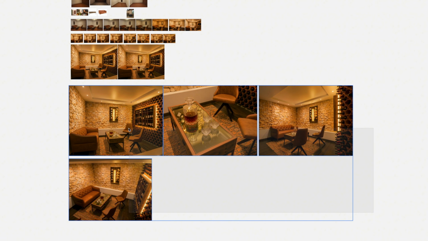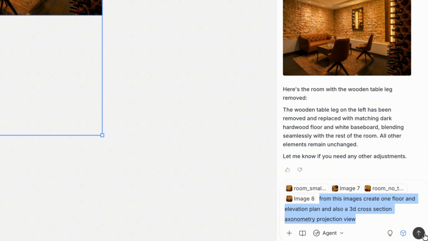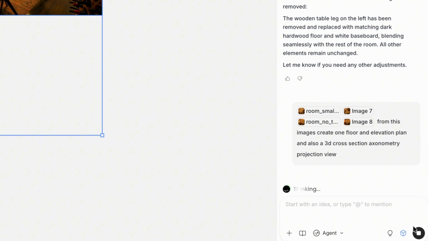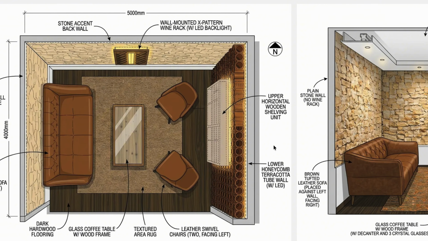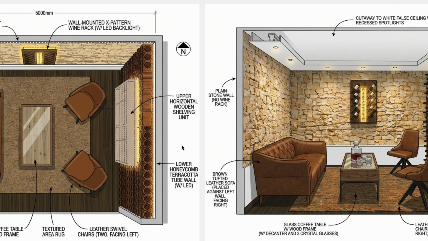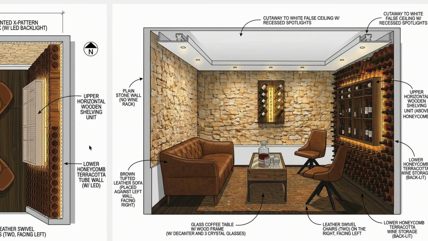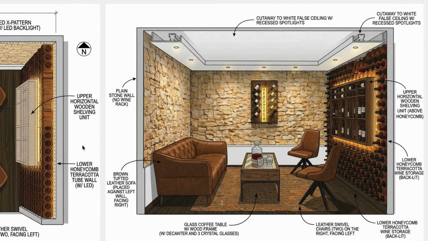And since we are here, let's select the main design and ask again in the chat with Nano Banana 2 to create a floor plan. Also, let's ask for a 3D cross-section axonometry projection view as well. And again, in seconds, here's all the new views I've asked. We will use this later for some interesting animations.